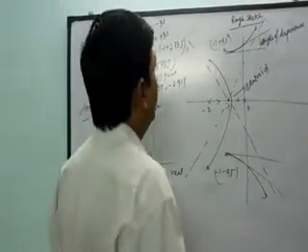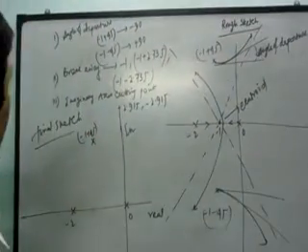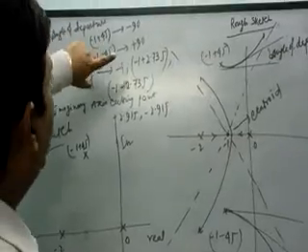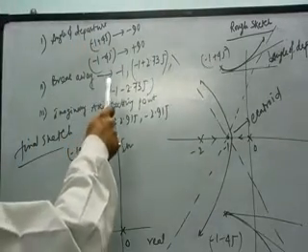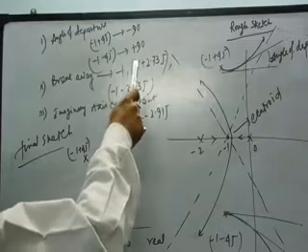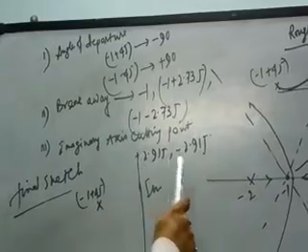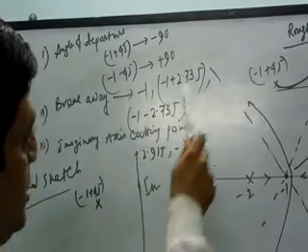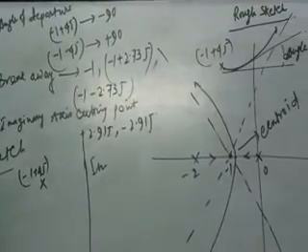Now we have a rough sketch. This is our rough sketch, and already we have found out the angle of departure, that is plus 90 and minus 90, breakaway point -1, minus 1 plus 2.73j, minus 1 minus 2.73j, and imaginary axis cutting point, that is 2.91j and minus 2.91j. With the help of these data and the rough sketch, we can finally come to the conclusion of the final sketch.